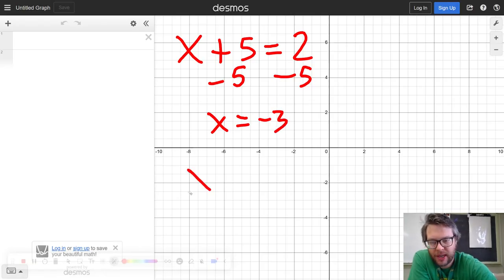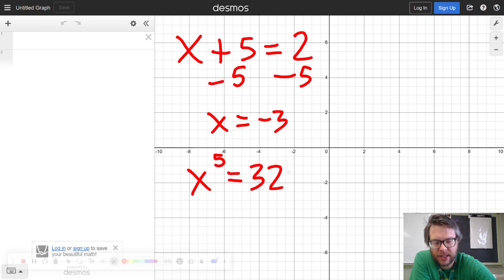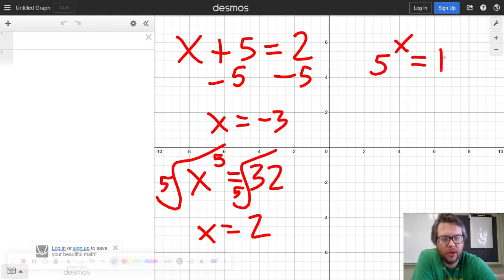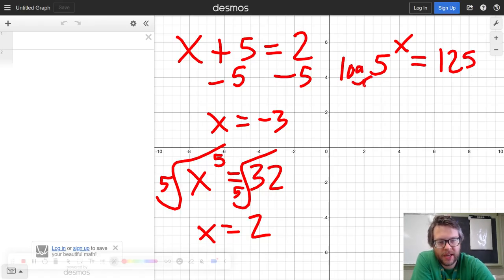If I had an equation like x to the fifth power is equal to 32, we make up an inverse, and that inverse is the fifth root, or you could do the 1/5 power, and you would get that x is equal to 2. Most operations have some sort of an inverse that we can write down, and log is no different. If I have an equation like 5 raised to the x is equal to 125, the inverse that I apply to both sides is log with a base of 5.